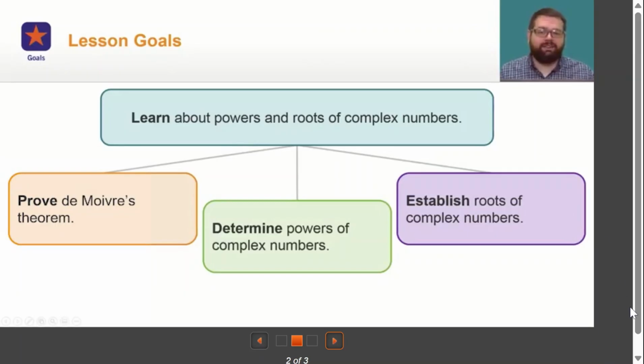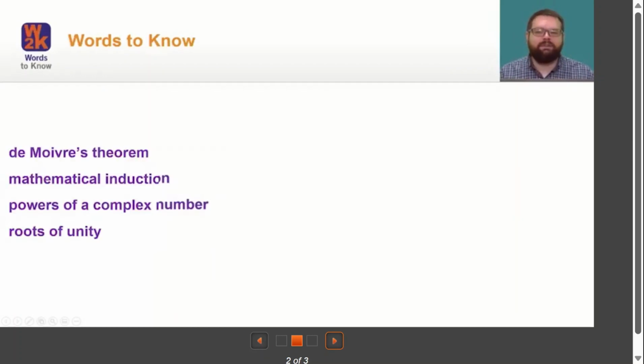In order to answer the lesson question, you'll need to learn about powers and roots of complex numbers, prove De Moivre's theorem, determine powers of complex numbers, and establish roots of complex numbers. Here are some important words you'll learn in this lesson.